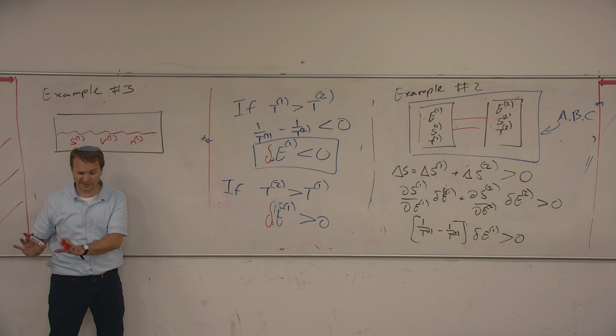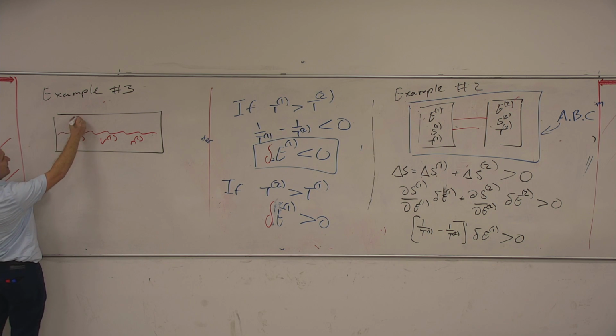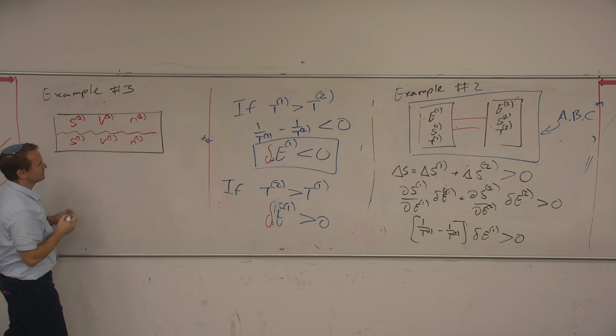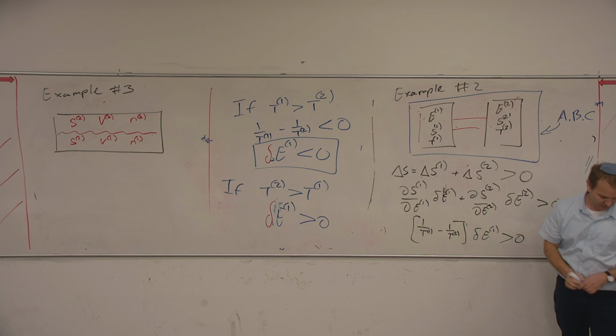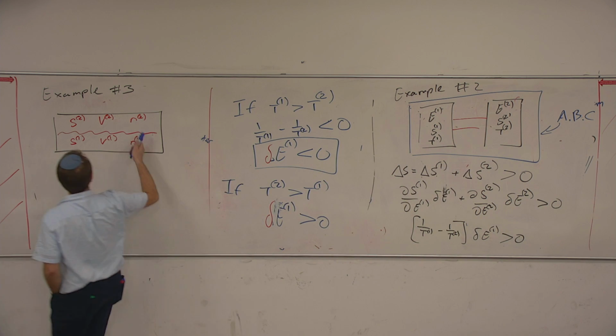I will explain to you later. I really need to continue. Sorry. S2, V2, and N2. So two systems, and now they are again in equilibrium.